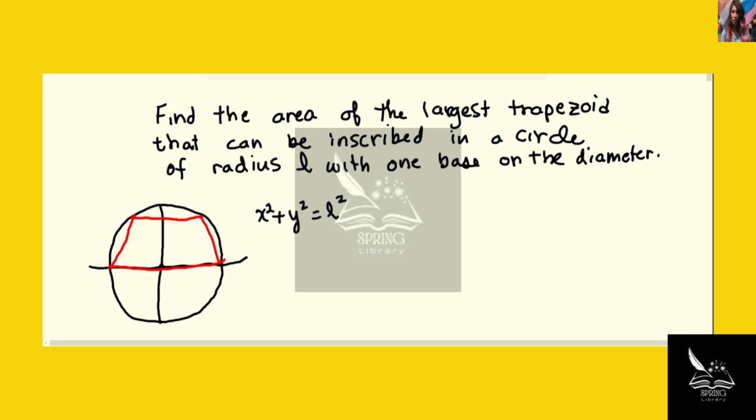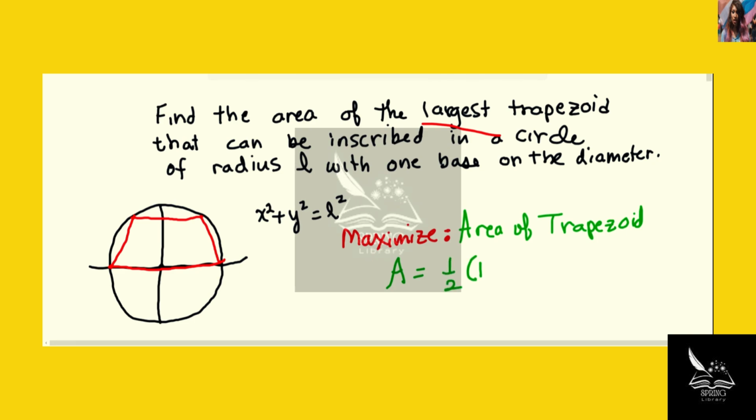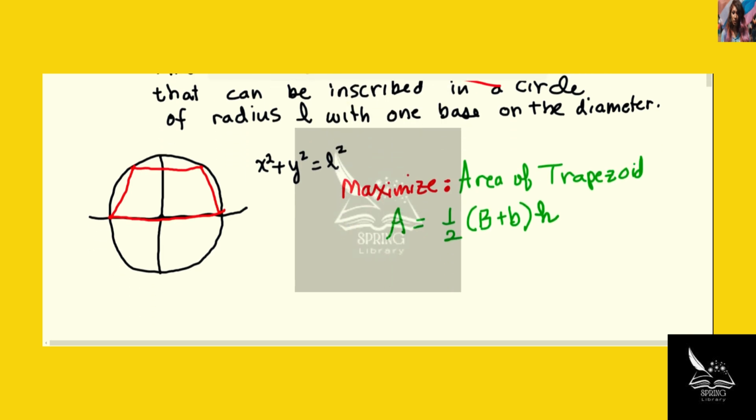All right, so we're trying to maximize. Largest means maximize the area, in this case, area of a trapezoid. So the area of a trapezoid is 1/2 the big base plus the small base times the height. The big base is the whole diameter of the circle, so that's equal to 2L because the radius is L. So that's a constant.